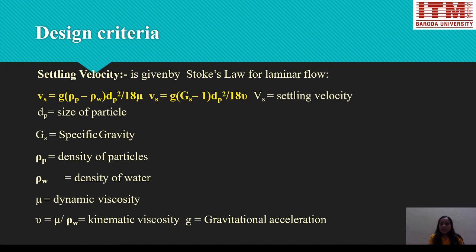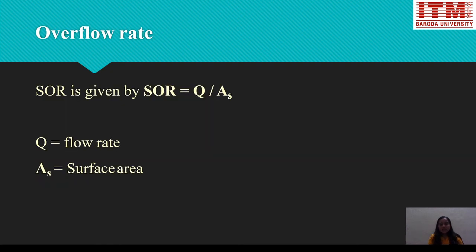Here let's have a look at the parameters. Vs is settling velocity, dp, used in the second equation, is size of particle, Gs is specific gravity, ρp is density of particle, ρw is density of water, μ is dynamic viscosity, ν is equal to μ upon ρw, which is kinematic viscosity, and g is gravitational acceleration.